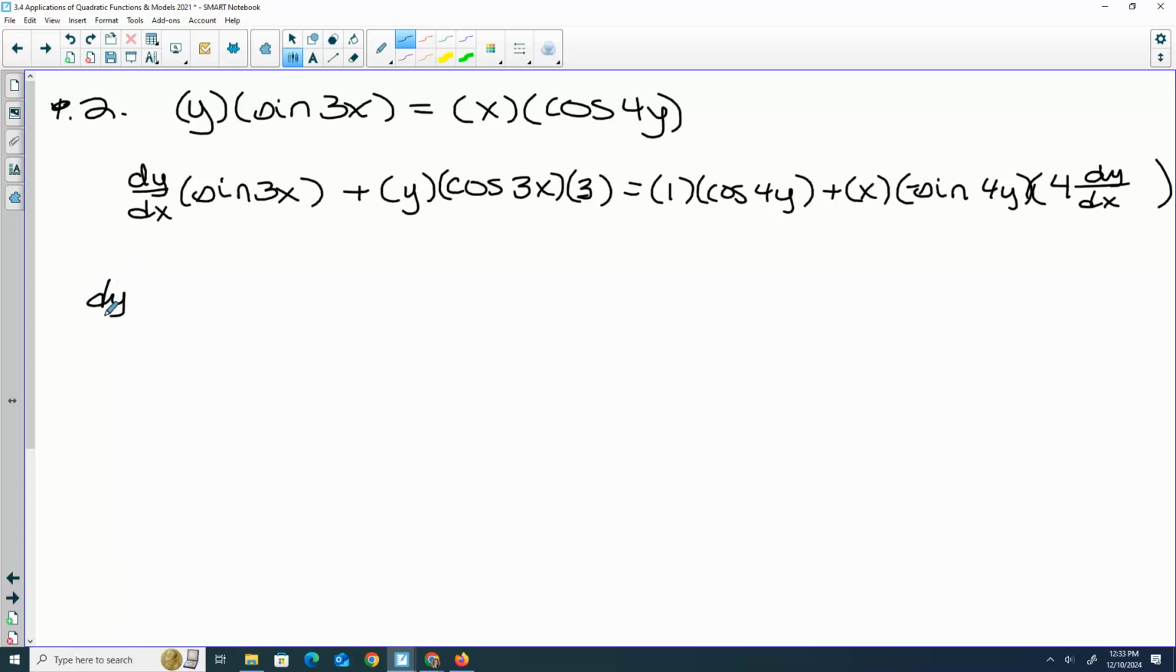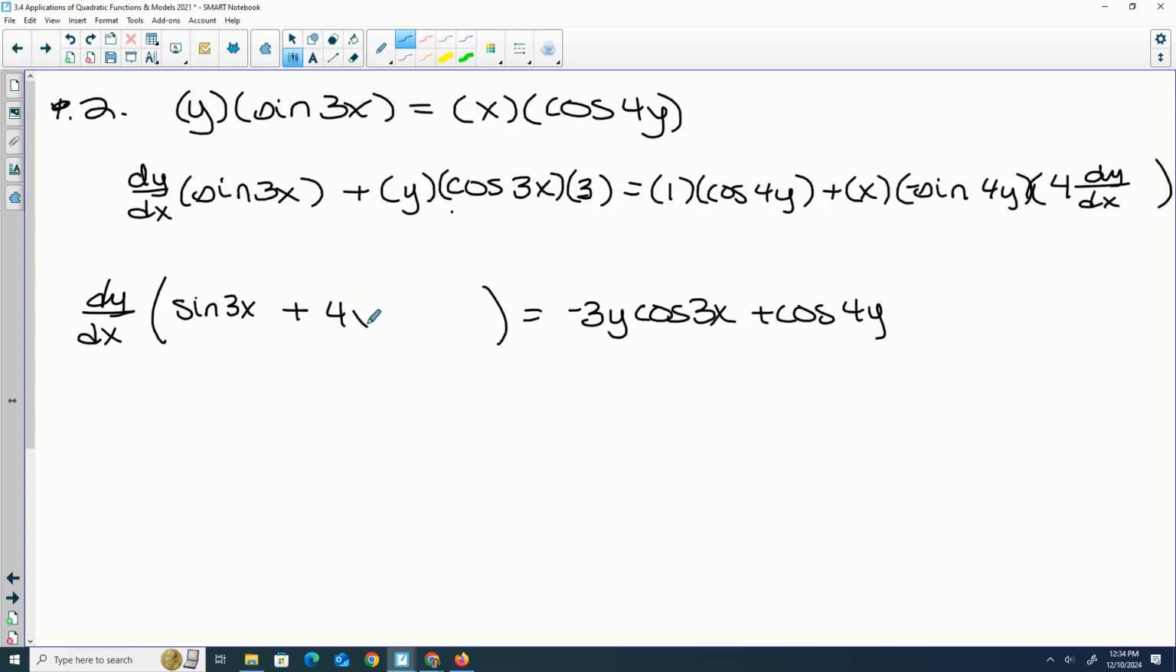Is that going to be too much if I factor out my dy dx and move them to the same side? That's what I do. Okay, so this is my sine 3x. I'm going to move this term over here, so that'd be a negative 3y cosine 3x plus my cosine 4y. This term is getting moved over here, so it's negative, so we add it, 4x sine of 4y. Okay, did I lose anyone in that step? I kind of reordered things within the term and moved them around.